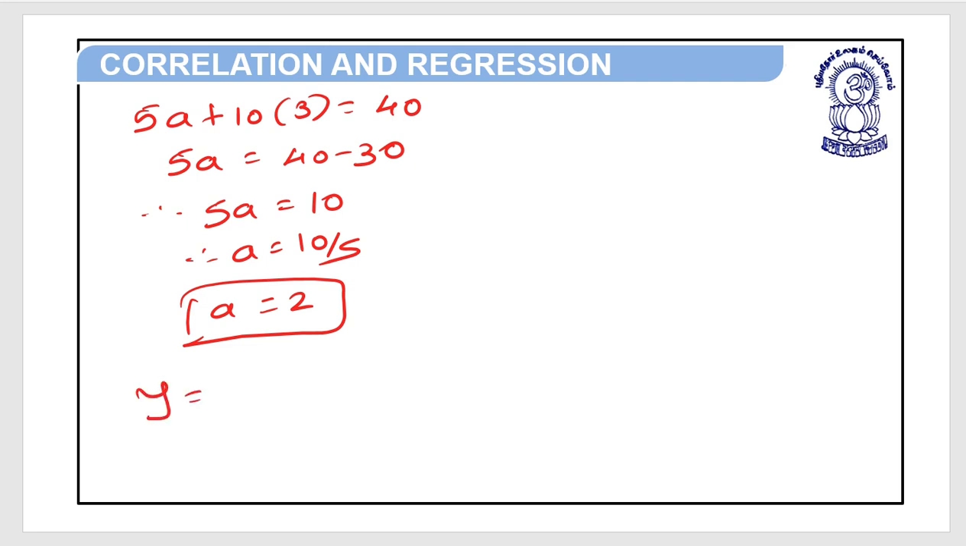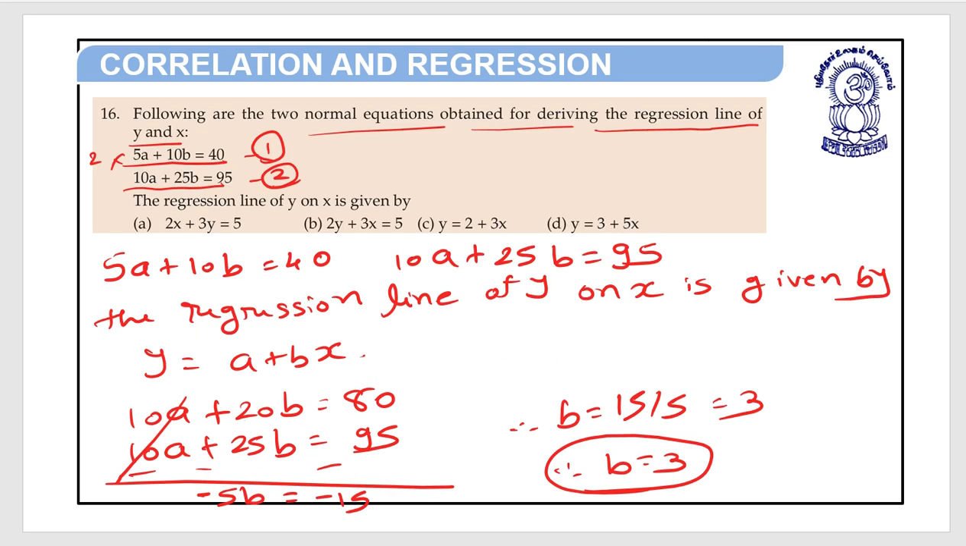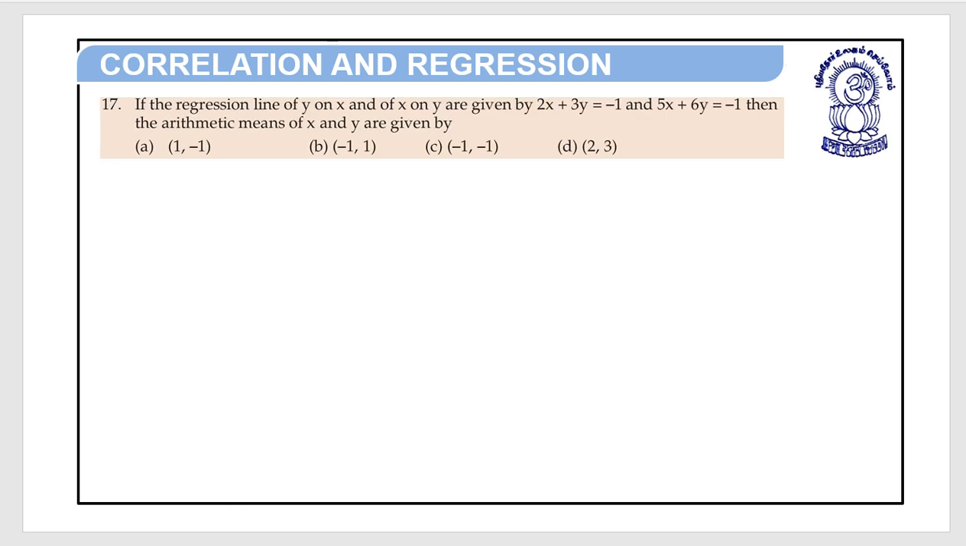Now y is equal to a plus bx. Put the value a is equal to 2 and b is equal to 3 into this: 2 plus 3x. So compare with the options: y is equal to 2 plus 3x. So option C is the right answer of question number 16.